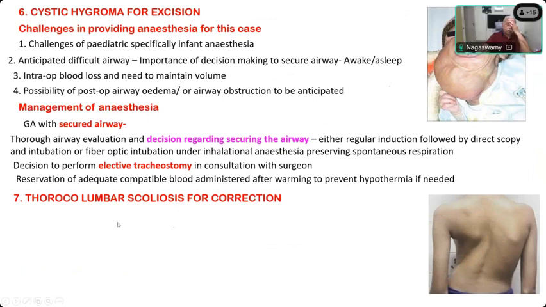Yeah, tell them that. So, thoracolumbar scoliosis for correction. So this is an adolescent patient. All of you would have had a detailed class on scoliosis surgery. So again, the first question is challenges in this case.